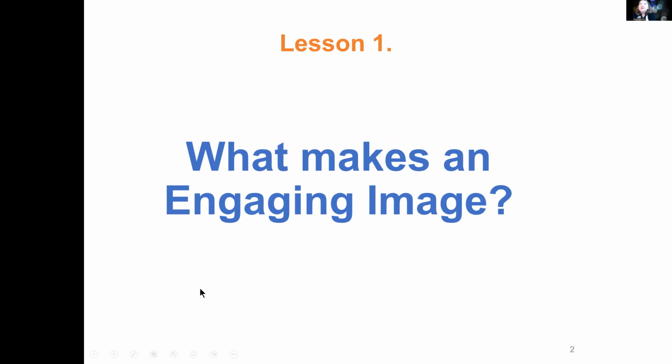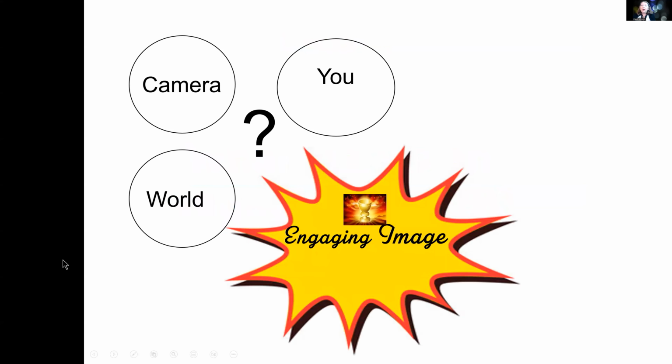What we're going to have a look at today as our first lesson is what actually makes an engaging image, because at the end of the day, we're not just documentary photographers where we just press the button to record an event. We're really trying to make great images. And so when we're trying to make an engaging image, we have ourselves. These are the elements that contribute to it. We've got our camera and we've got the world.